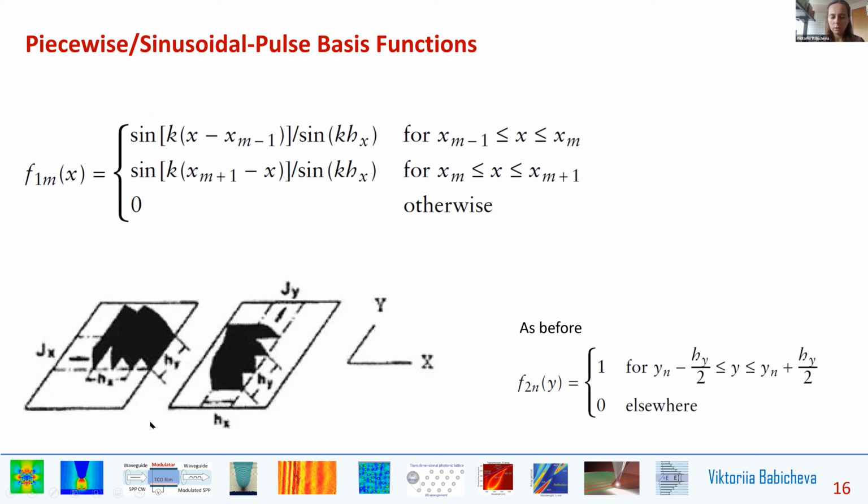For this type, the variations along the x direction are defined by these expressions, where k is a constant. And the pulse variation along the y direction is defined by this expression. And again, these are examples of them.